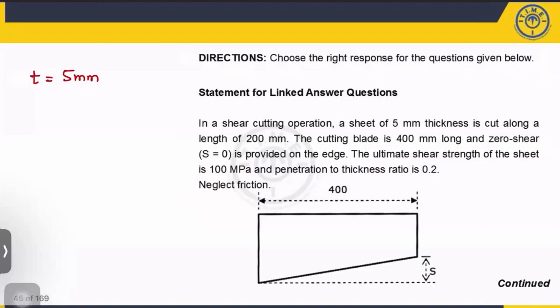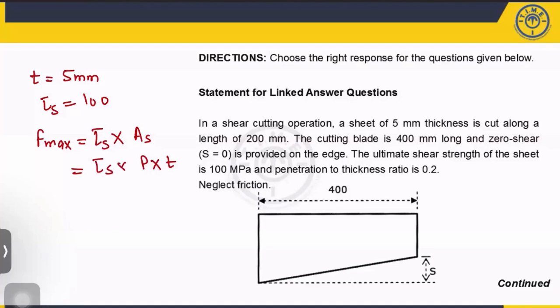First of all, the ultimate shear strength is given as 100 megapascal. So you will calculate the F max value. What is the F max value? Shear strength into shear area. How will you calculate the shear area? Shear area is nothing but perimeter into thickness.